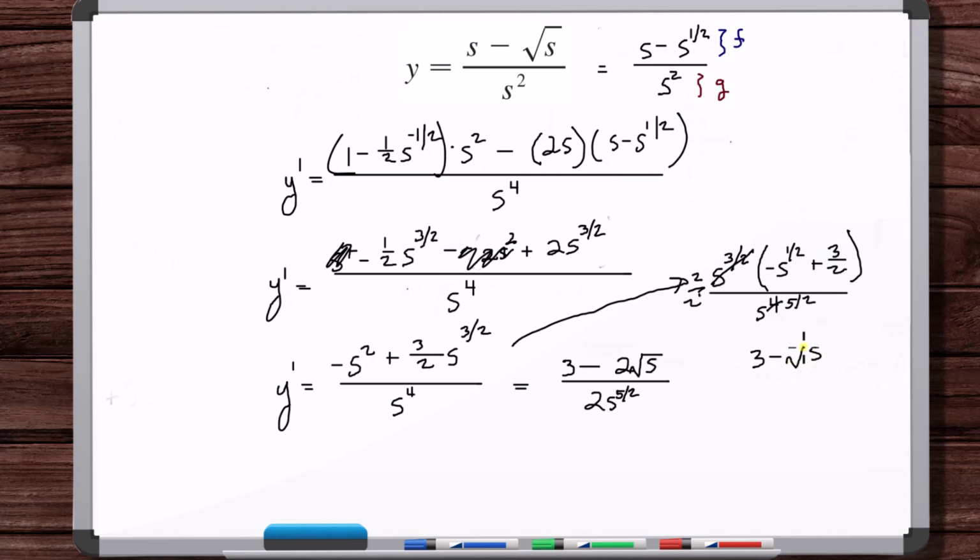So over 2s to the 5/2. So if you think that's simpler, you can go with that answer, but I'm just going to leave it like this.